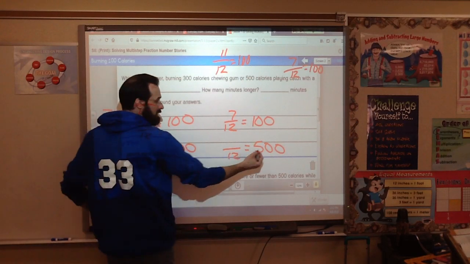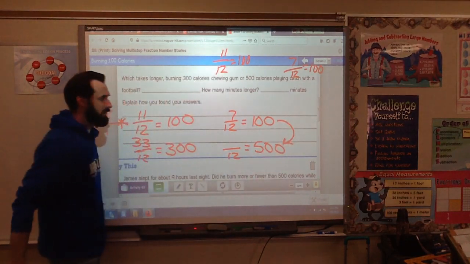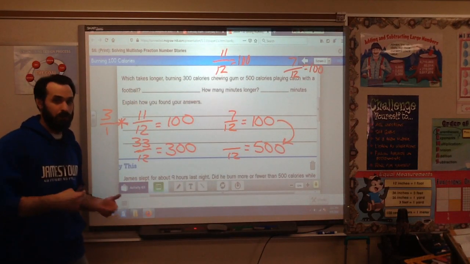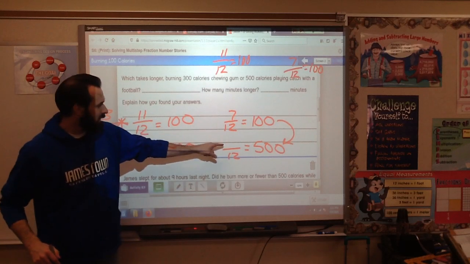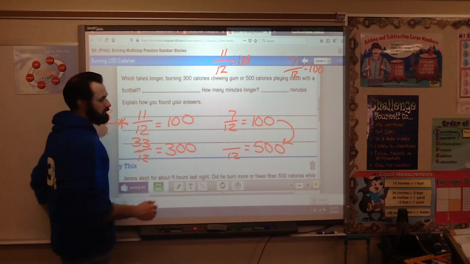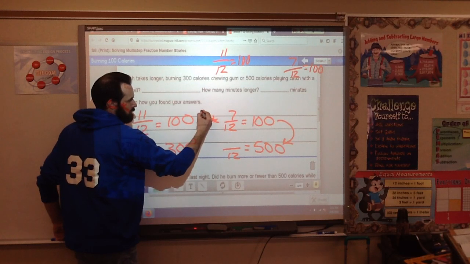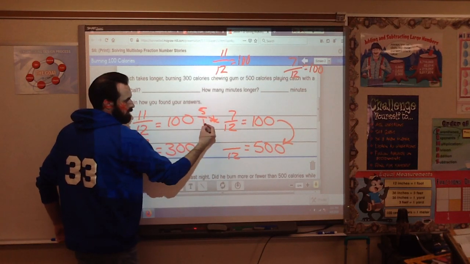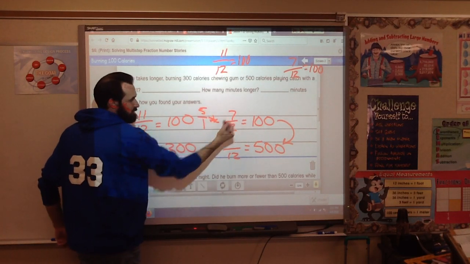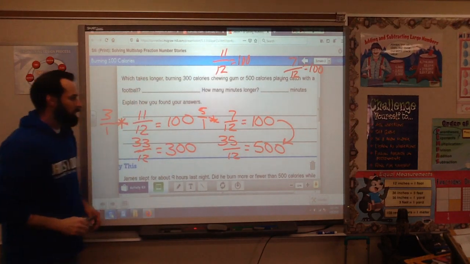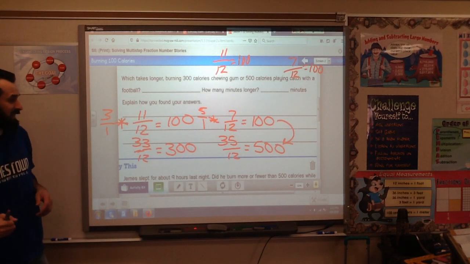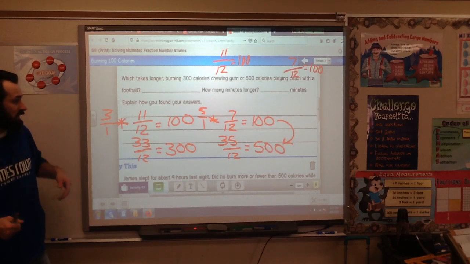Here, it's the same process. What are you multiplying to get there? 100 times what is 500? It's 5. So we need to multiply this by 5. 1 times 12 is 12. 5 times 7 is 35. So, which one's going to take longer? Well, it's whatever's bigger here.